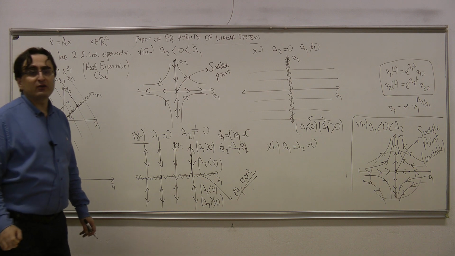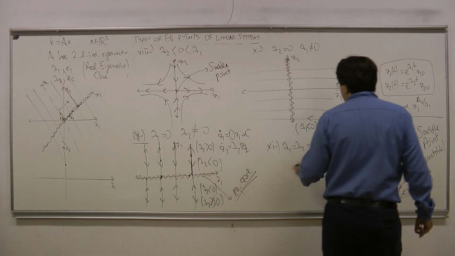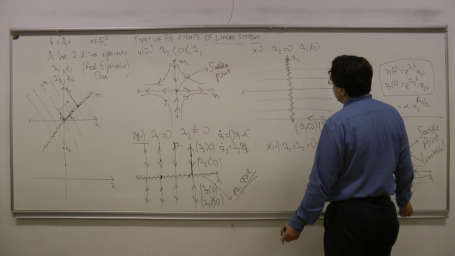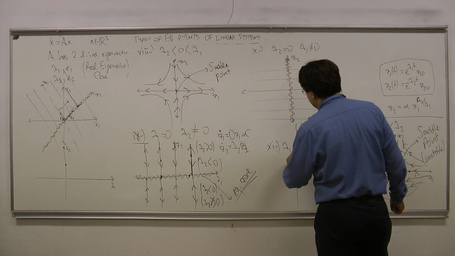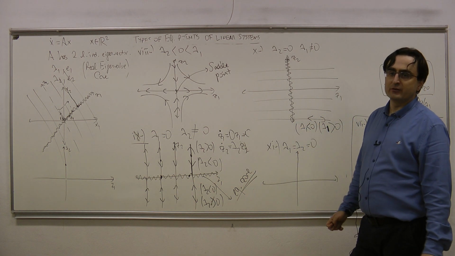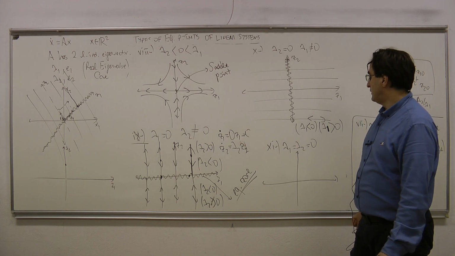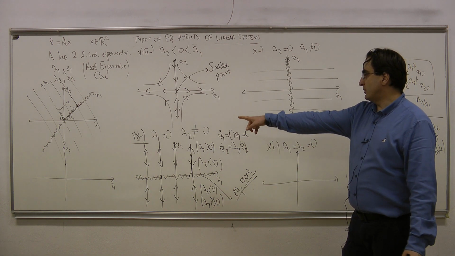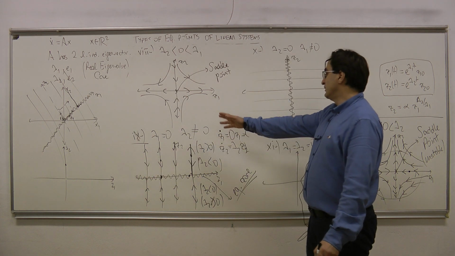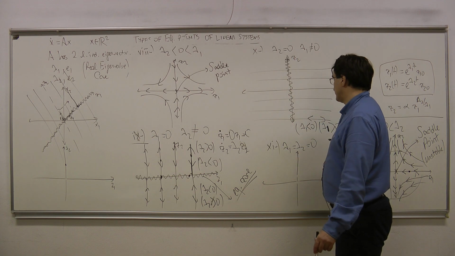In this case, how would you expect the trajectories? So here, you see that if lambda 1 and lambda 2 are both equal to 0, that means that we are going to have equilibrium zones on both the Z1 axis and the Z2 axis. Okay? But is that all? Since lambda 1 is equal to 0, we are going to have an equilibrium zone on the Z1 axis. Since lambda 2 is equal to 0, we are going to have an equilibrium zone on the Z2 axis.